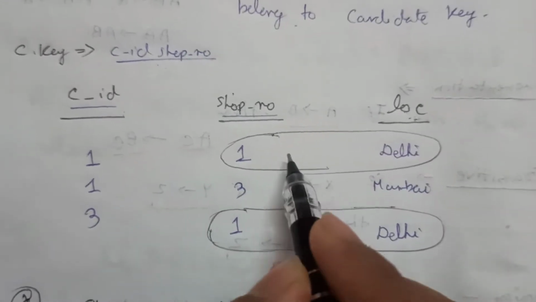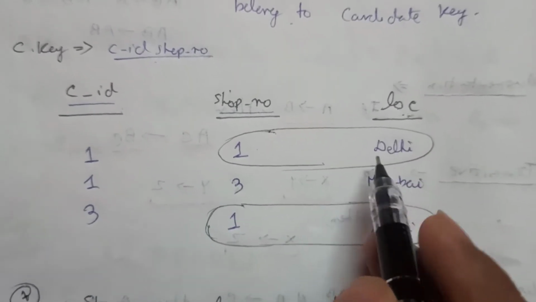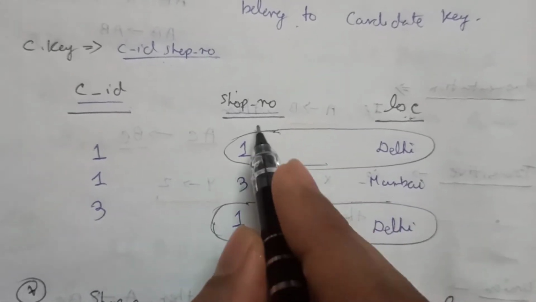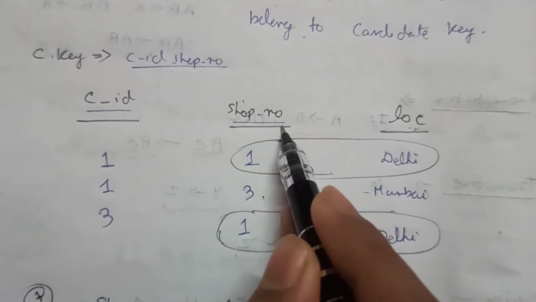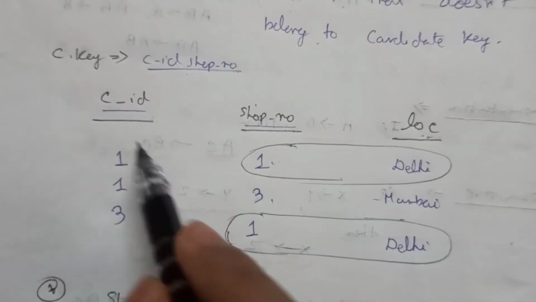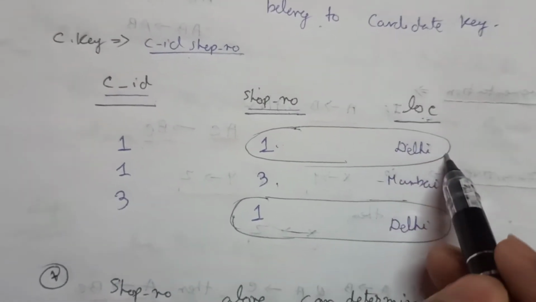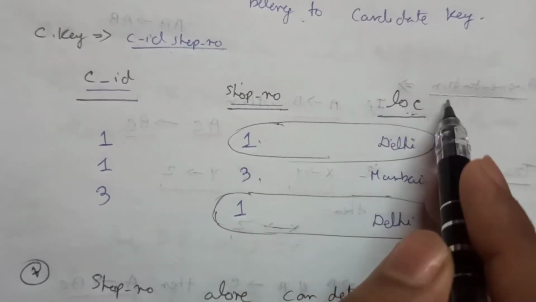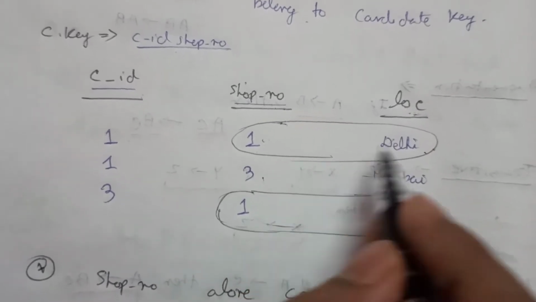Whenever the shop number is 1, the location is Delhi, and whenever the shop number is not 1, it is something different. So we can say that only the shop number attribute is enough to determine the location. The whole candidate key is not needed to determine the non-prime attribute. Only a part of the candidate key can determine the location attribute. So this is partial dependency.